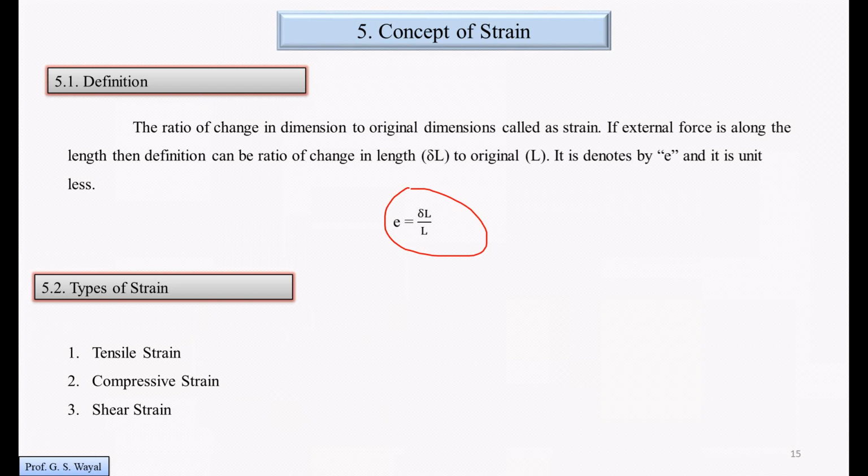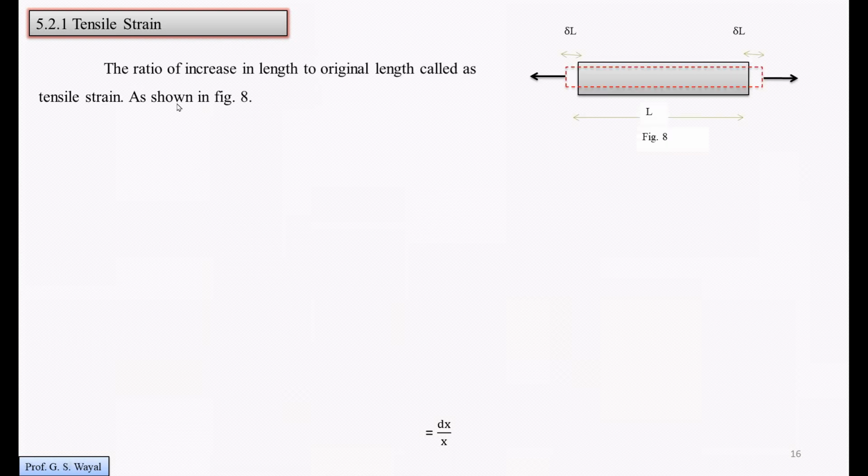that particular member. If any tensile force is there, obviously tensile strain will be produced. Due to compressive force, compressive strain will be produced, and due to shear force, or shear stress, shear strain will be produced in the body. Okay, so now first is the tensile strain.